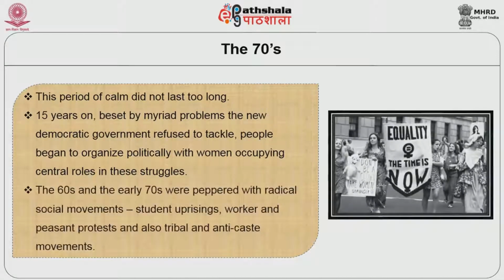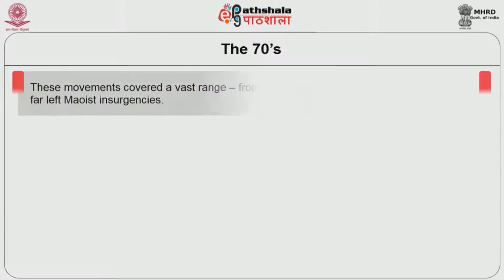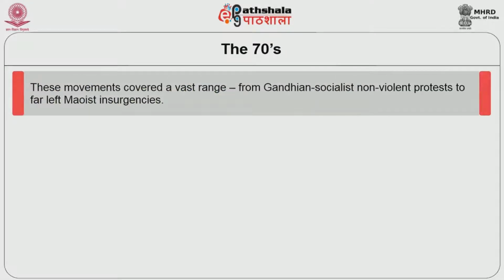The 60s and the early 70s were peppered with radical social movements, student uprisings, workers and peasant protests, and also tribal and anti-caste movements. These movements covered a vast range from the Gandhian socialist non-violent protests to the far-left Maoist insurgencies. Many of the first women's movements in post-independence India were initiated by the Gandhian socialists, anti-alcohol agitations in North India and anti-corruption agitations among others.